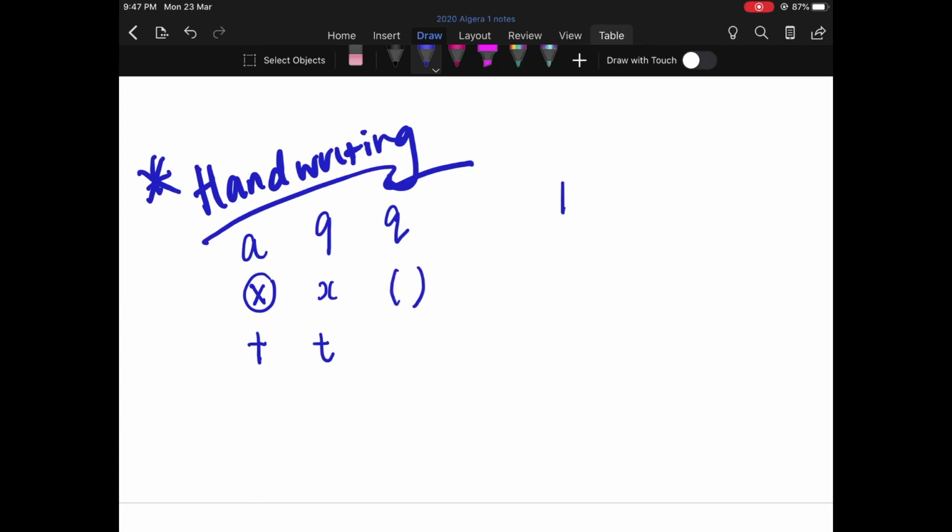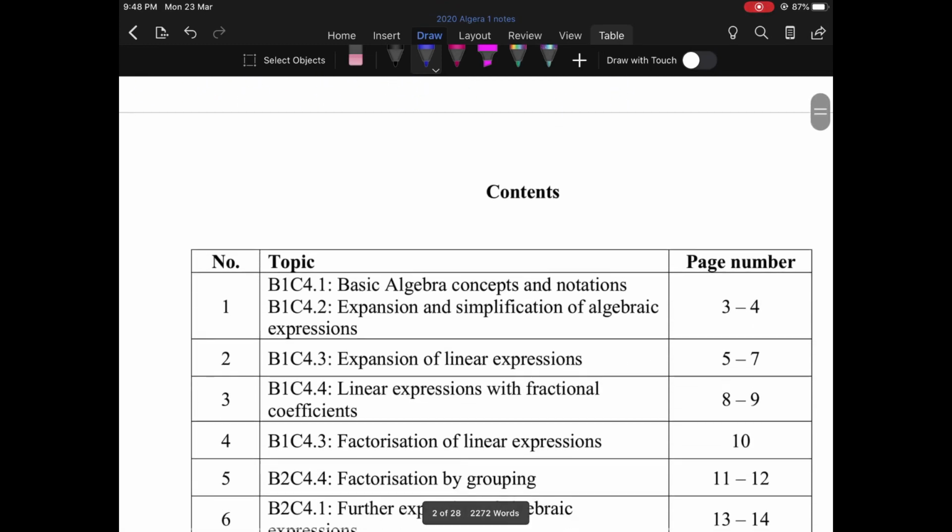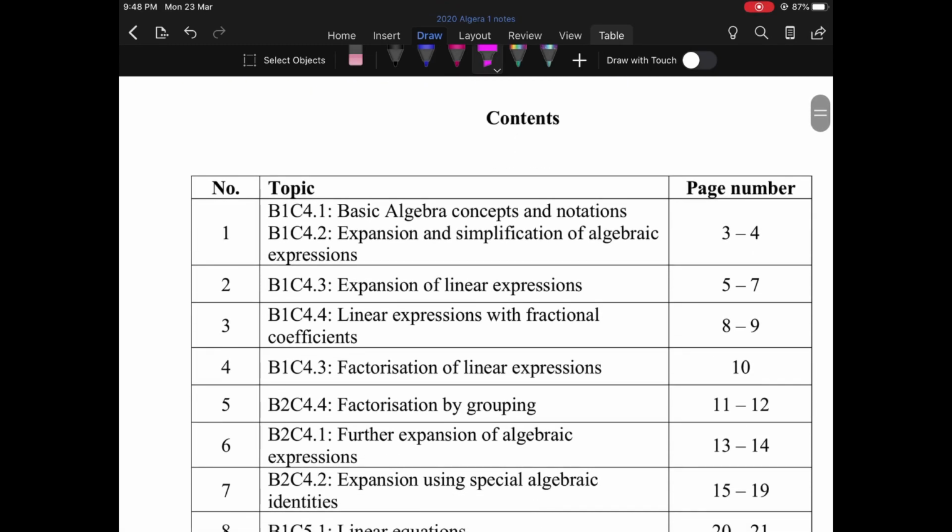Next, this looks like the number 1. So if we want to write L, we will write it this way. And this looks like the number 2, but it also looks like the letter Z. So to avoid misunderstanding, please write your Z this way with a stroke in the center. Moving on, today for this video, we'll be dealing with basic algebra concepts, notations, and simple expansion of linear expressions.